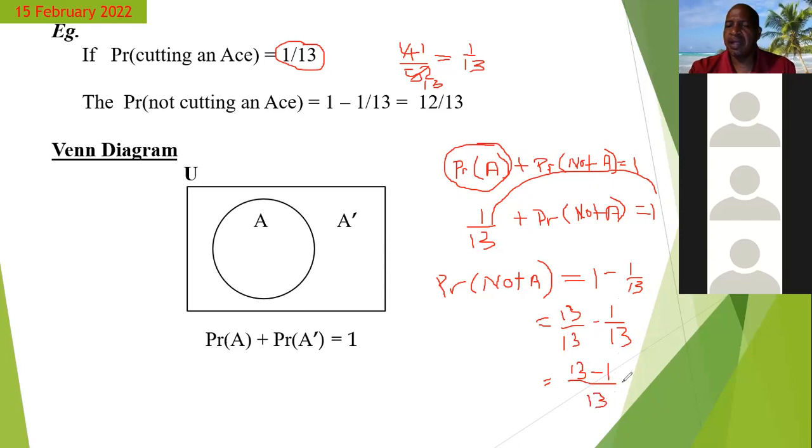That would be equal to 12 over 13. And that now is the probability of not getting an ace. You follow? So therefore, the probability of not getting an ace is just simply 12 over 30.